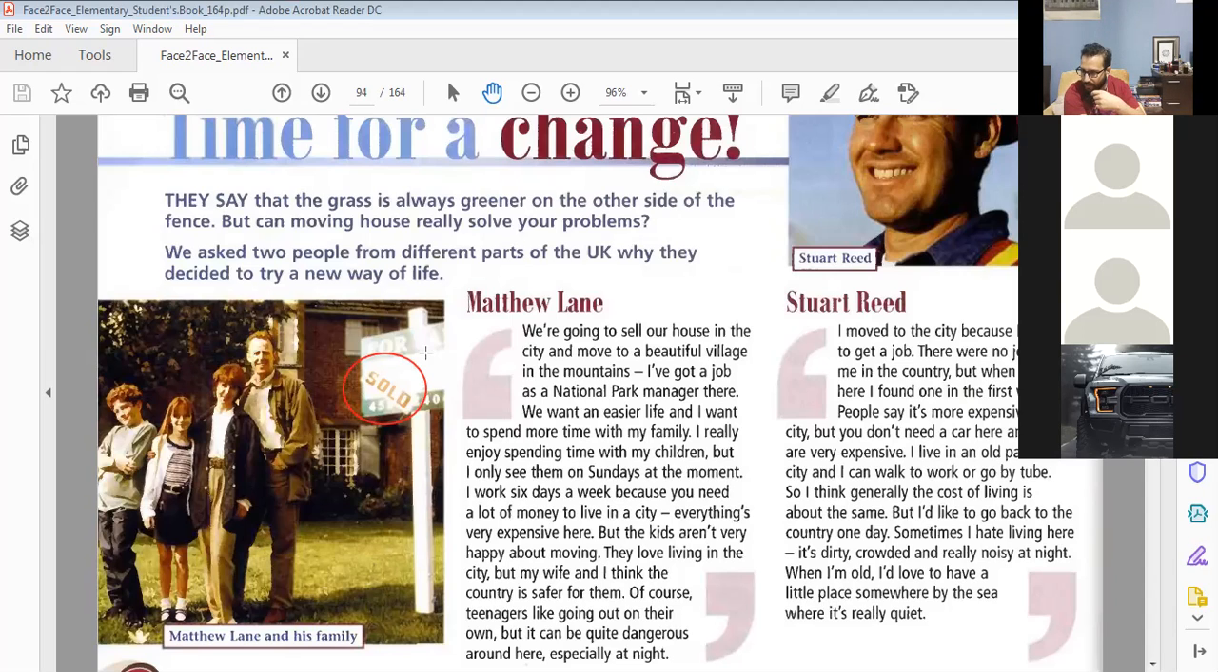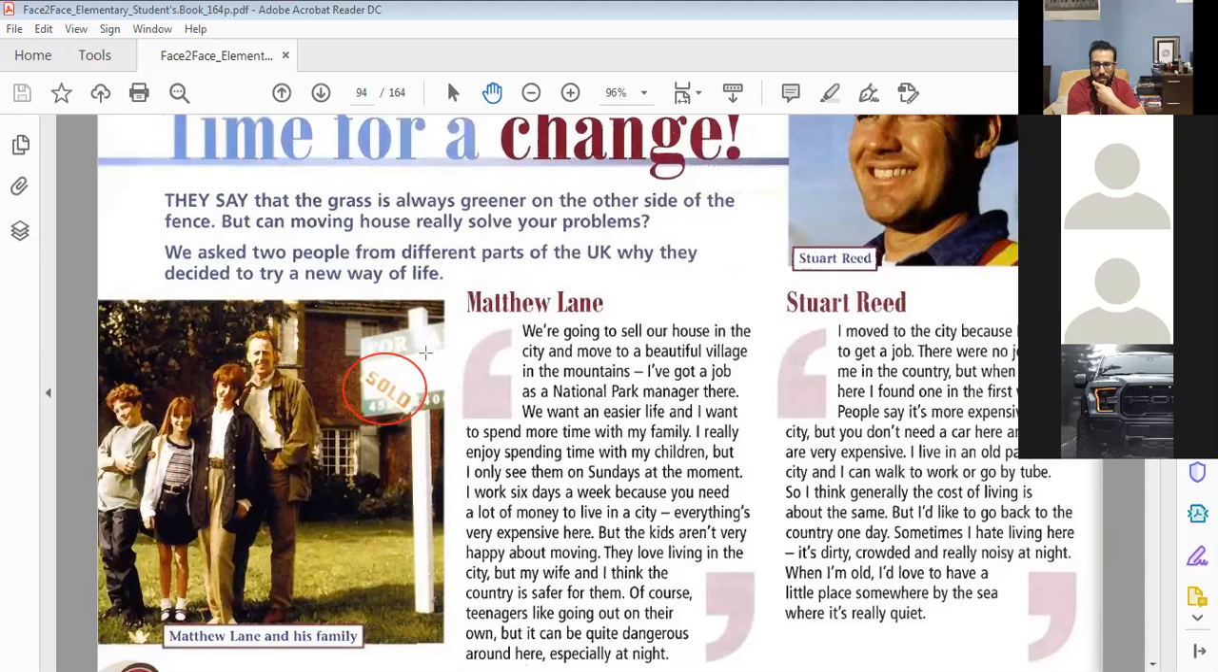And what about Stuart? What does he do? Does it say what he does? Do we know his job? No. Yeah, it doesn't say here what his job is. We don't know. Maybe engineer. I don't know. But where does he live now? The city. Now he lives in the city. But did he live in the country before? Yes.